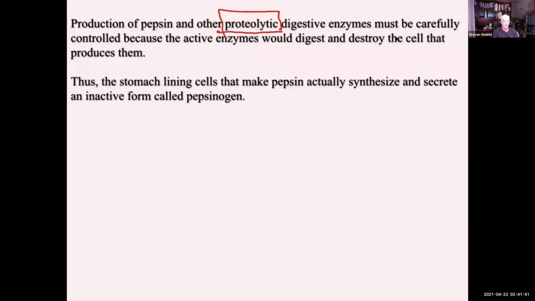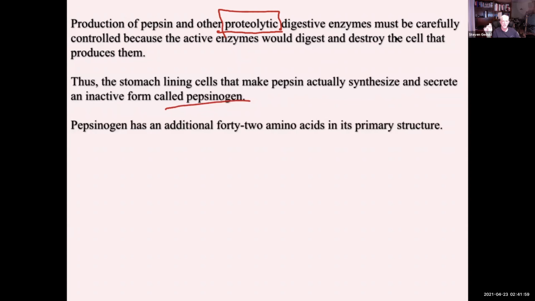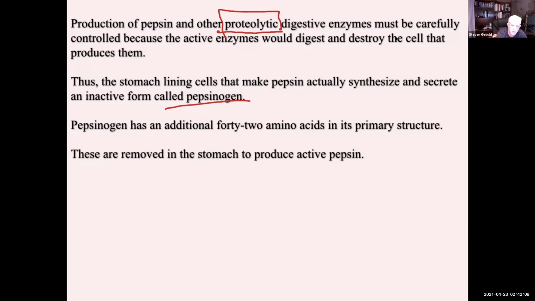exacting control. The stomach lining cells that make pepsin actually synthesize and secrete an inactive form of pepsin called pepsinogen. So we make pepsinogen from those cells. So they're not producing pepsin directly on the cells, so it doesn't break them down. It becomes activated later on. Pepsinogen has an additional 42 amino acids in its primary structure. So you've got to take those out to make that enzyme active, so it folds in the correct three-dimensional pattern. These are removed in the stomach to produce pepsin. So pepsinogen produces pepsin, and we're not destroying the cells that are producing it.